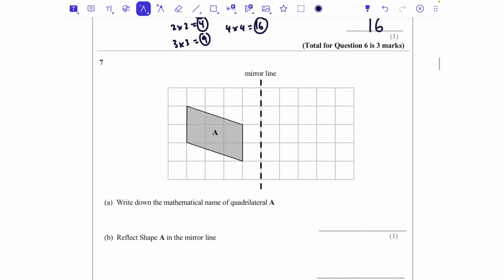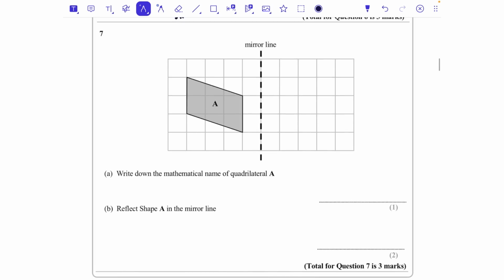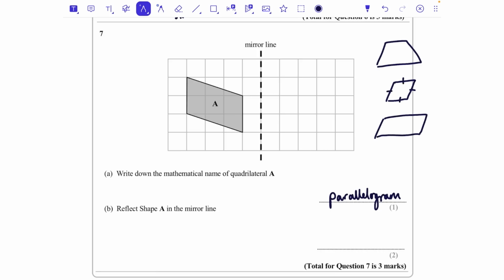Question number 7, write down the mathematical name of quadrilateral A. So this is a parallelogram. There are a few good ones to know. We've got trapeziums that look a bit like this. You've got a rhombus, which is when all 4 sides are the same length. Parallelogram, that's our pushed over rectangle. And then we've got, what else? Kite.